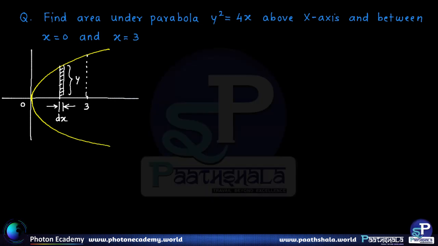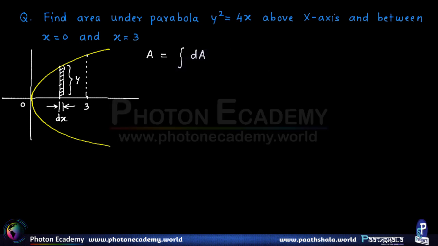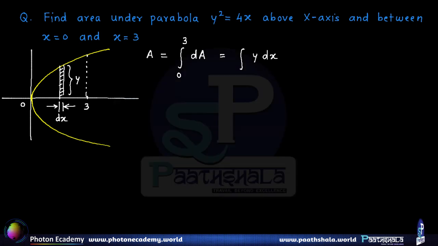Now the required area is given by the integration of areas of all such thin strips, correct? So that is integral of dA. Here the variable is x because x is varying from 0 to 3, so we must integrate it from 0 to 3. dA can be written as y dx, as we have seen earlier, because for the thin strip the length is y and the width is dx. Limits are 0 to 3.